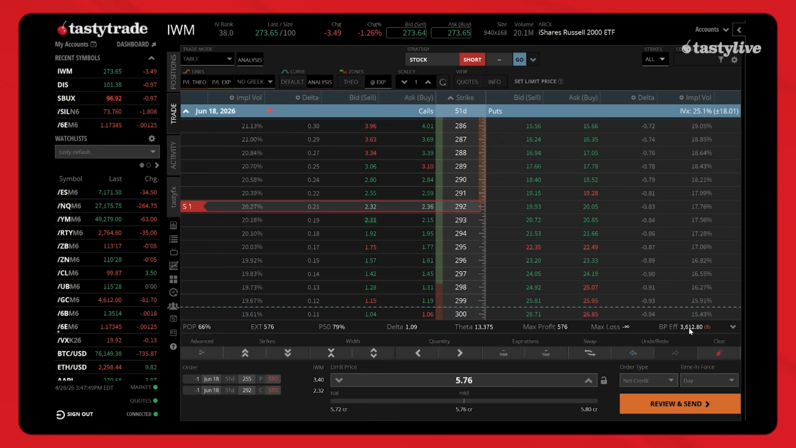Buying power effect, about $3,600. So I'm going to probably want to have a $40,000 to $50,000 account to do this trade correctly, to where you're not oversized. I would say 50,000 would be maybe a little bit better than 40,000. So not necessarily a trade that would fit a tasty bite-sized account that's really small. You're going to want to have a decent amount of capital for this trade.